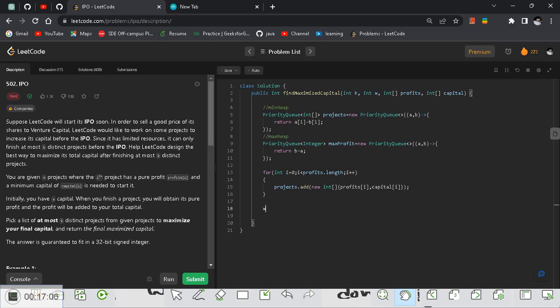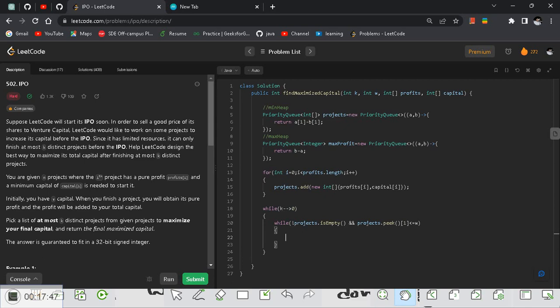Now I'm going to select k projects. So while k minus 1 is greater than 0, I'm going to consider all the projects in the projects array. So while my projects queue is not empty, and the value that it currently has in the front should have smaller capital than our current capital. So projects dot peek, and the capital is going to be smaller than w, our current capital.